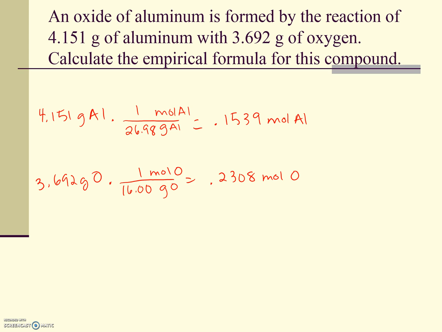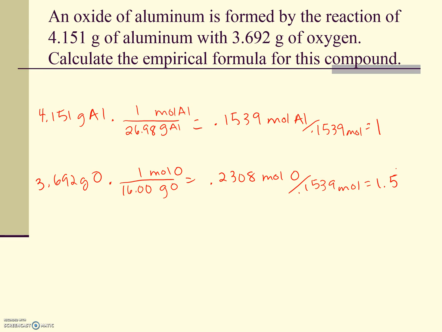My third step says to divide the number of moles of each element by the smallest number of moles. So my smallest number of moles is 0.1539. And I'm going to divide by 0.1539 moles. So something will always be 1. And then when I divide this one, I end up with 1.5. So I can't have 1.5 of an oxygen. What's 1.5 of an oxygen?